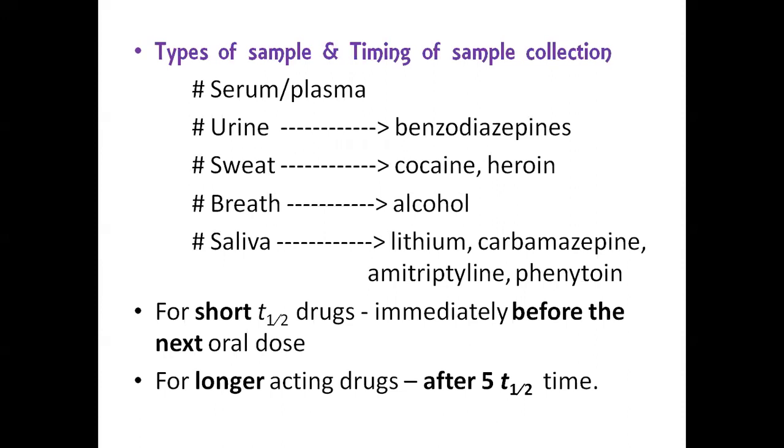Next, types of sample and timing of sample collection. What are the types of sample we can collect? Mainly we take serum or plasma. Next, urine also for benzodiazepines like diazepam, midazolam, lorazepam. Sweat for cocaine, heroin. Then breath for alcohol. Next, saliva for lithium, carbamazepine, amitriptyline, phenytoin. For these drugs, we can take saliva and use analytical methods to check how much lithium concentration or how much phenytoin concentration.